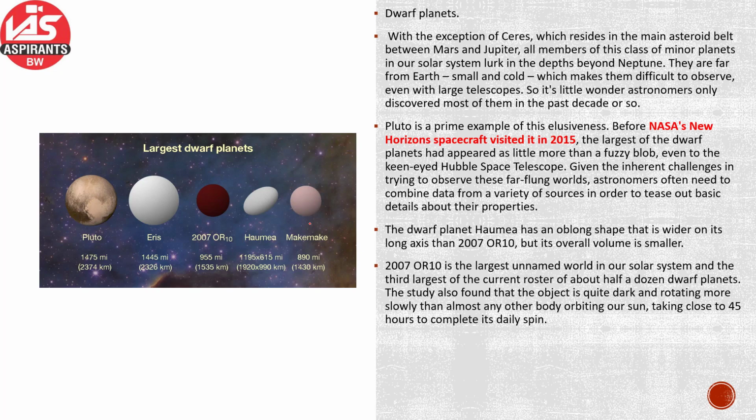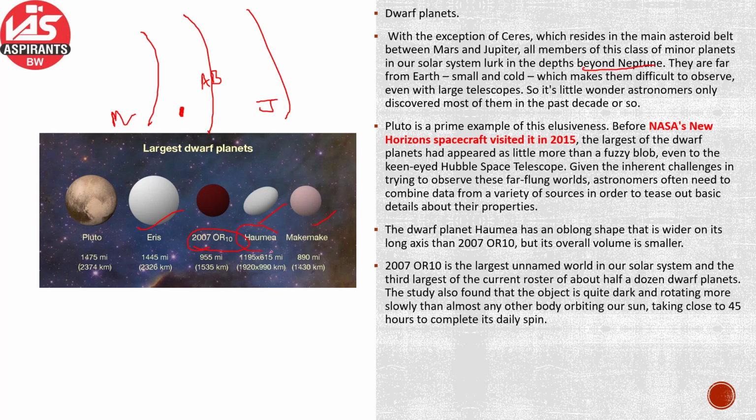Now, the dwarf planets, I told you, with the exception of Ceres, which lies between Mars and the asteroid belt. So this is Mars, and this is Jupiter, and there was this asteroid belt here. So Ceres lies between Mars and the asteroid belt. Except for Ceres, which is in the main asteroid belt, other dwarf planets are very, very far away, beyond Neptune. So we know Pluto, then we learned about Eris, Haumea, Makemake, 2007 OR10. So this was the size, if you remember.